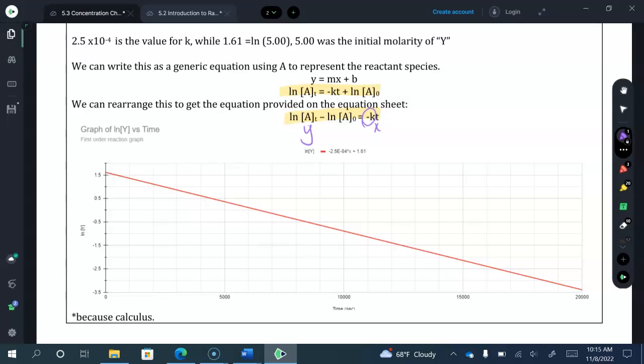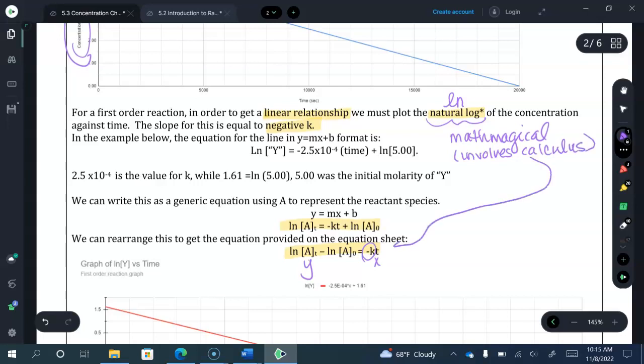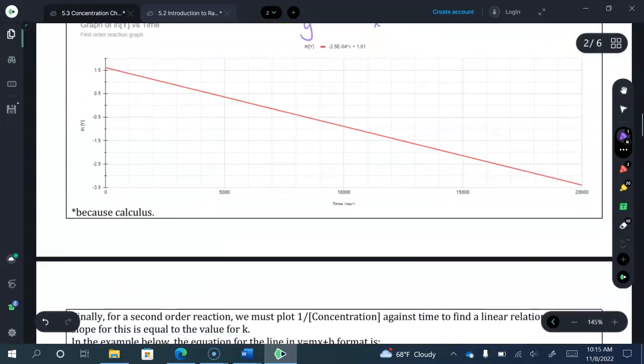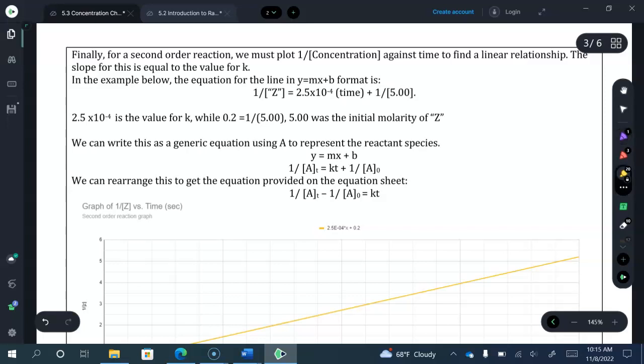So using all of this, how we get to this and figure that out is something mathematical, which means it involves calculus. Because the integrated rate law, this is what that is, is given to you on the equation sheet, you do not need to be able to prove that. Thank the heavens.